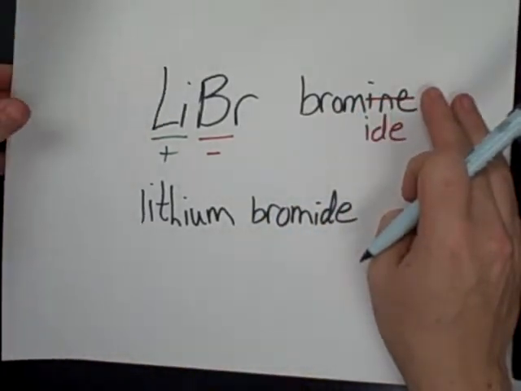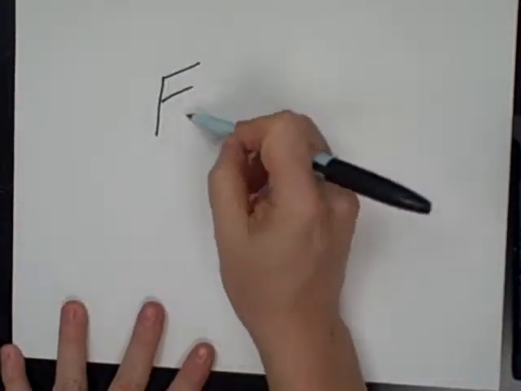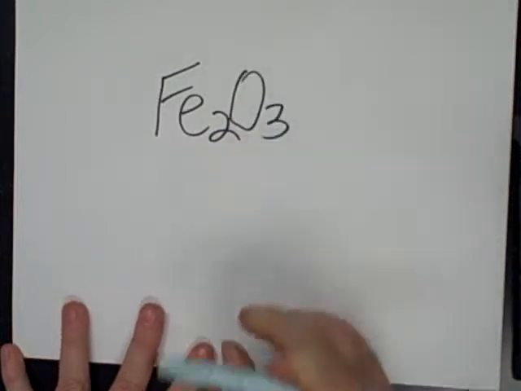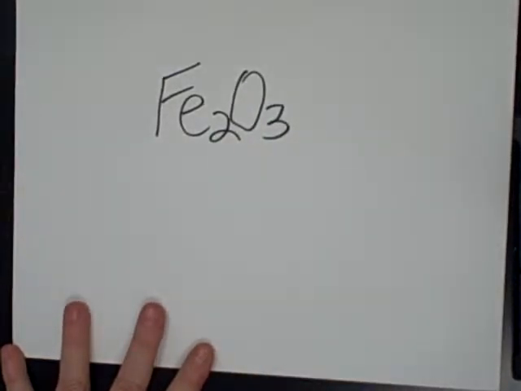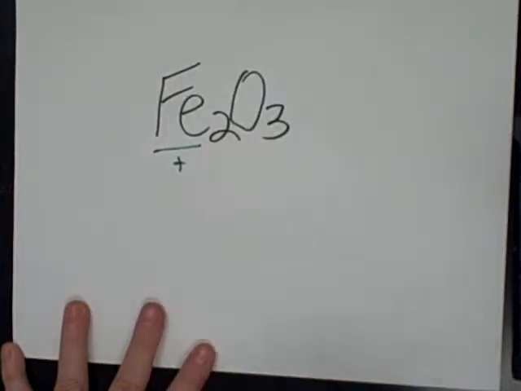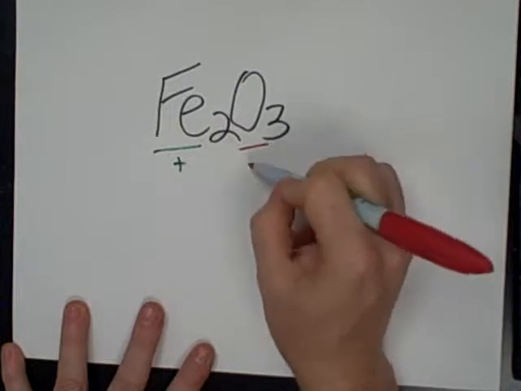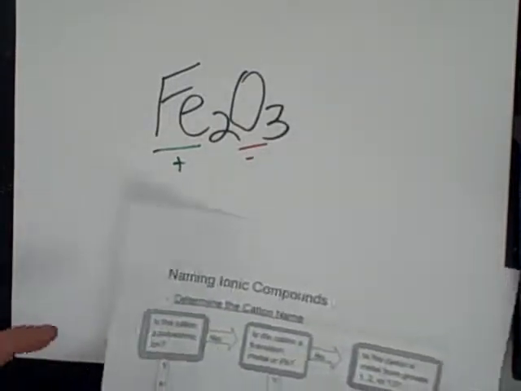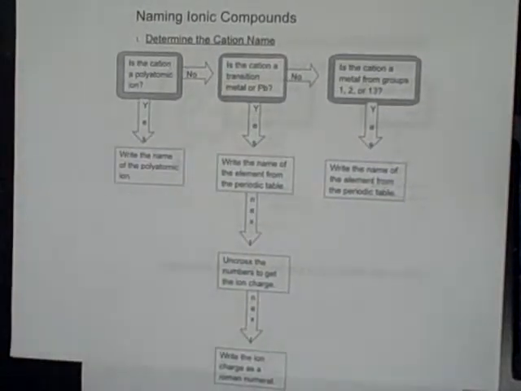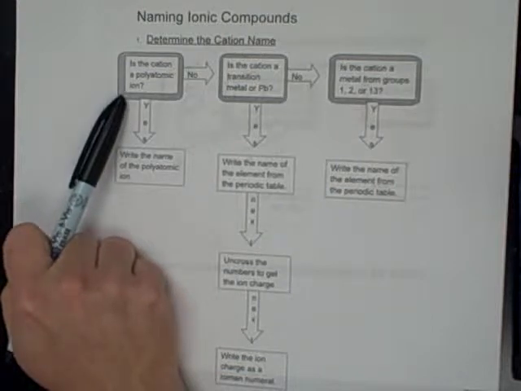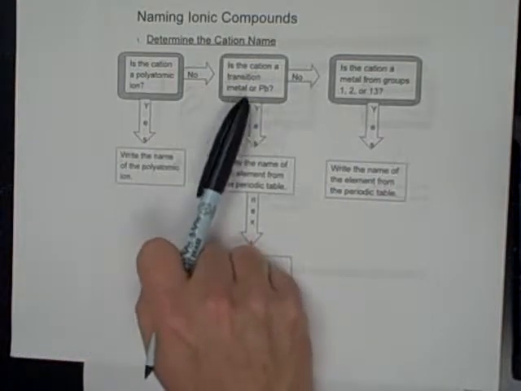Okay, for our third example, we're going to name Fe2O3. Fe2O3. So Fe is our positive cation and O is our anion. Start with the cation name. First question, is the cation a polyatomic ion? No, it's not. We'll move on to the right.